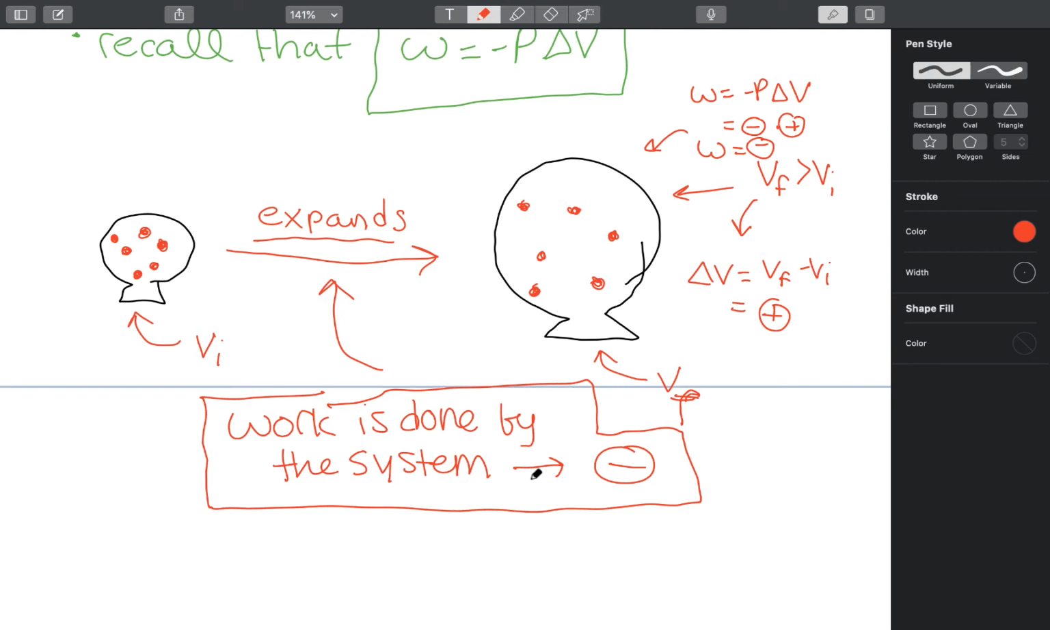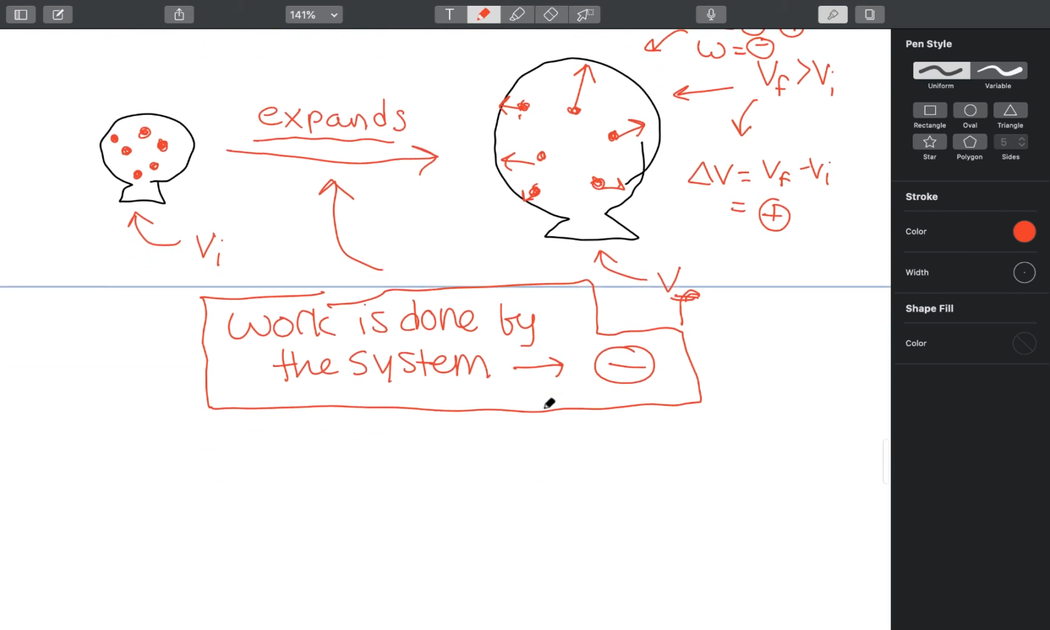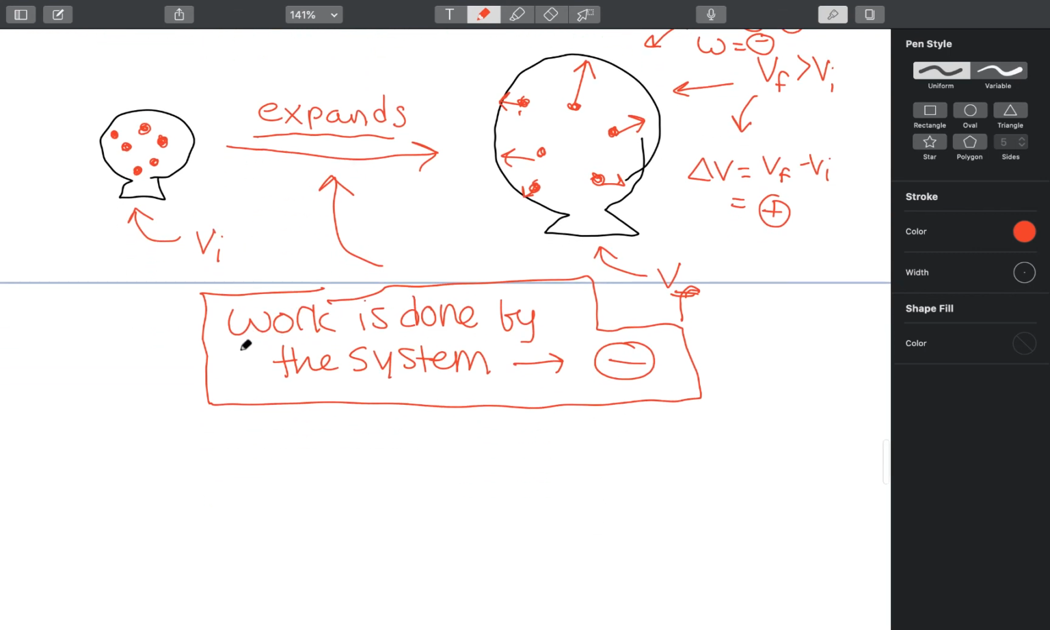In an expansion, what's doing the work? The air molecules inside the balloon are doing the work. That's because they are expanding the balloon against the atmosphere. So the molecules inside of the balloon are doing the work to expand the balloon. Therefore, energy is lost by the system and work is done by it, giving it a negative value. So that's why expansions have a negative work value. So when work is done by the system, work is negative.